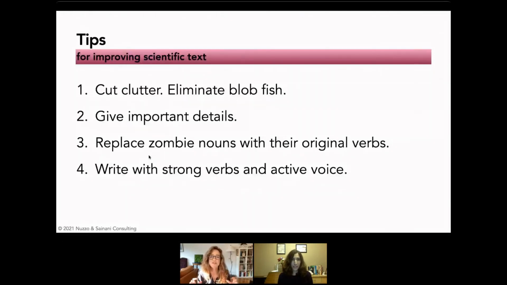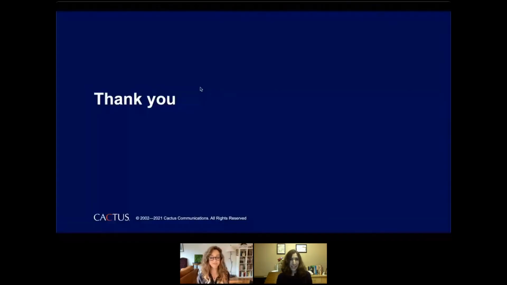You want to go through and find all those awkward zombie nouns that have the verbs hidden inside and replace them with their original verbs when you can, just to make it a little stronger, and to write with strong verbs and active voice when you can. It's better for your readers, and journal editors actually want that. There we go. Thank you.